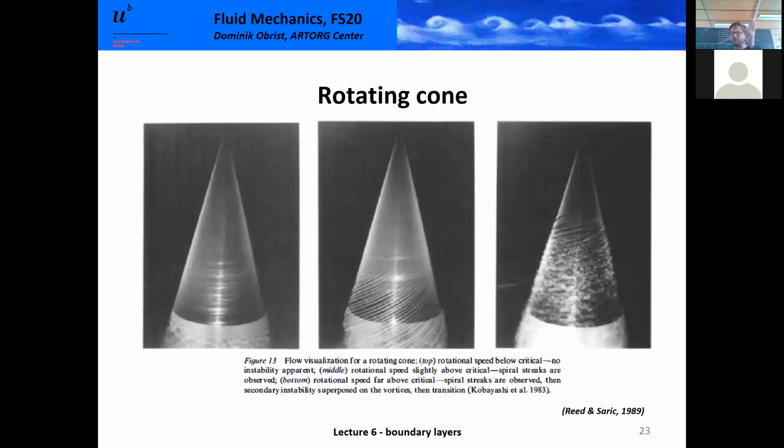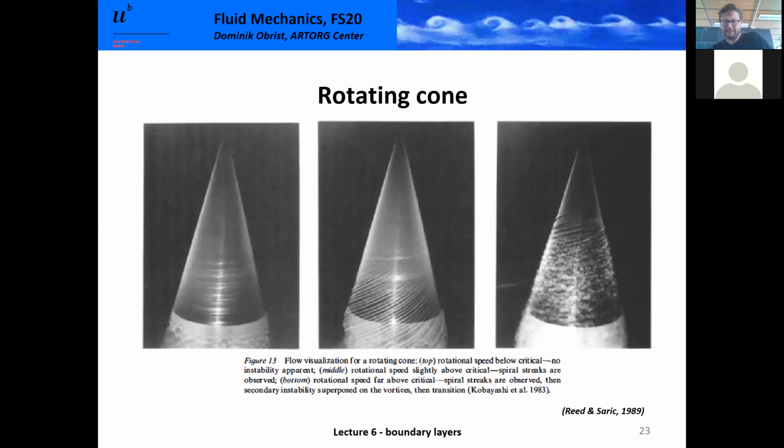Similarly, you have a situation of a rotating cone. You can think of this as a ballistic object, like a bullet, a spinning bullet flying through the air. Again, on the surface, the velocity will be dominated by the spinning motion of the bullet or of the cone, and far away from the wall, the velocity will be dominated by the oncoming air with respect to the bullet. And you see that just by changing the rotational velocity, we can create turbulent flow in this three-dimensional boundary. So that's the story about three-dimensional boundary layers and why they're relevant.